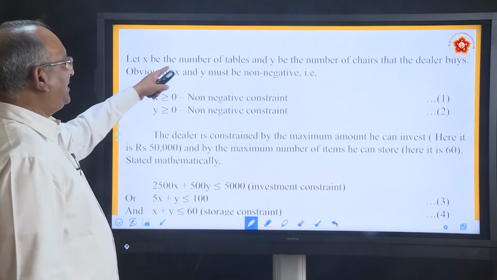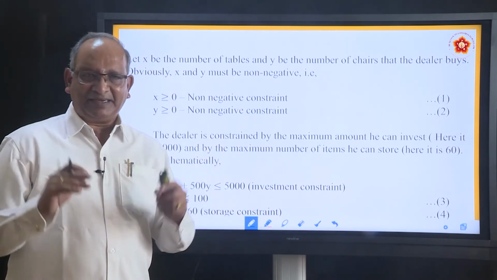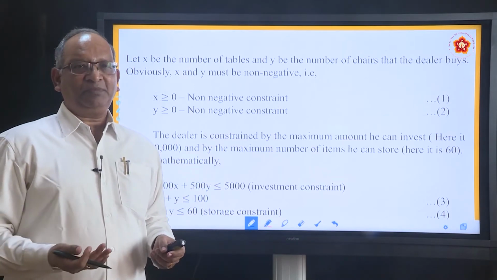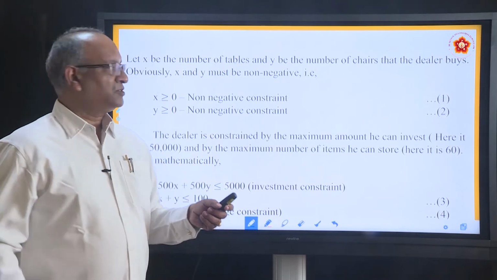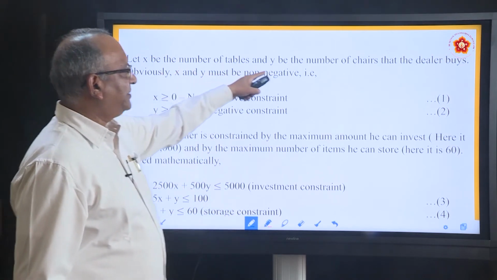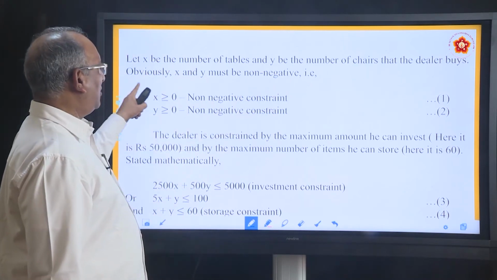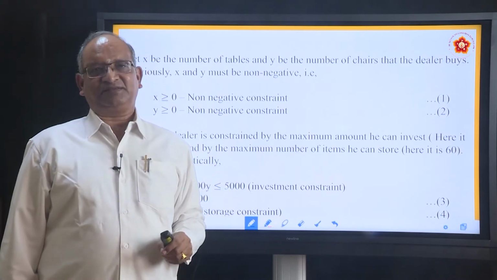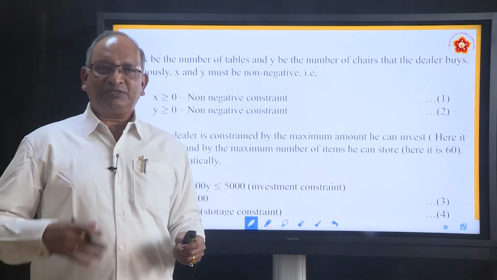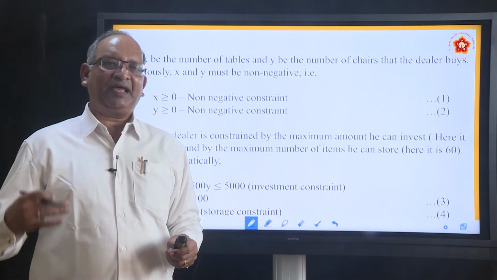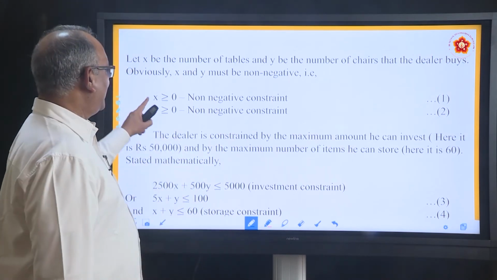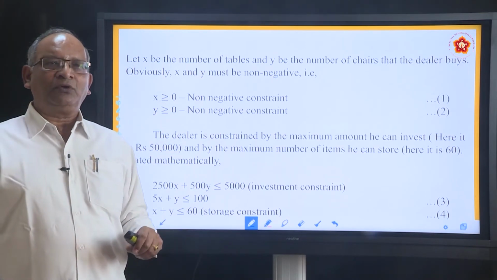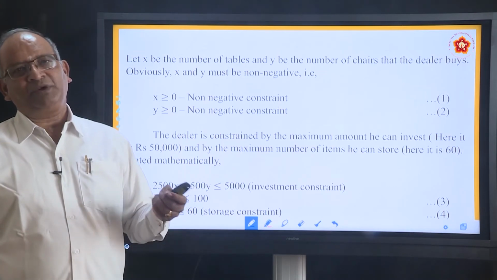Next, let x be the number of tables. Now we are formulating it. Whenever we are formulating, we assume the variables. What are the variables? The number of tables and the number of chairs. So we take x as the number of tables and y as the number of chairs that the dealer buys. Obviously x and y must be non-negative. You cannot buy -5 chairs or -3 tables. So x is greater than or equal to 0, y is greater than or equal to 0. Why equal to 0? Because he may skip buying one and buy only the other.